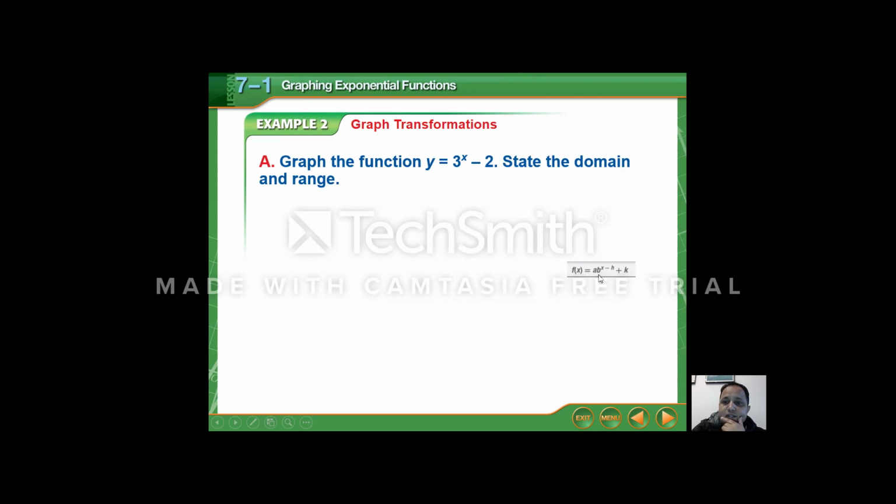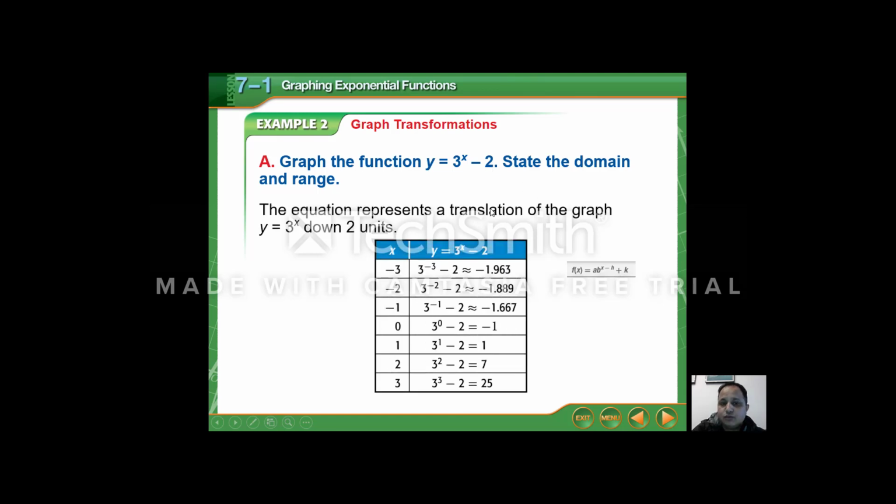Now if you look at this one, there is a function here, the main function f of x equals. So this is similar to this one. There is no h, but there is a k here. So it's -2. What does it mean? Is it horizontal or vertical? It's a vertical shift, right? Since it's plus here, its value is k, so it is vertically down by 2 units. So the equation represents a translation of the graph down by 2 units.